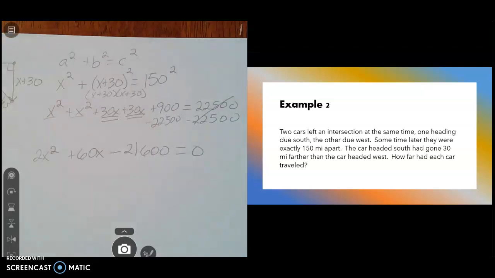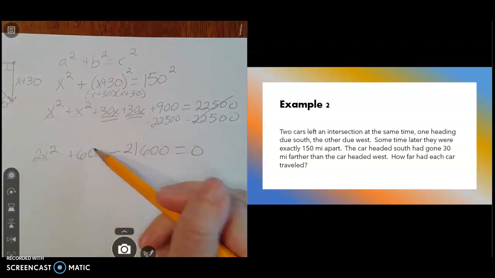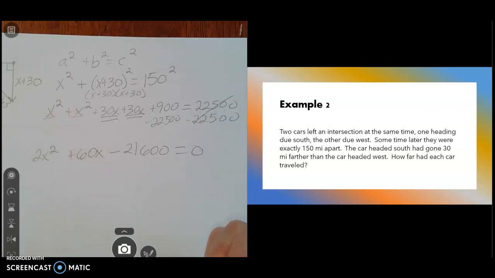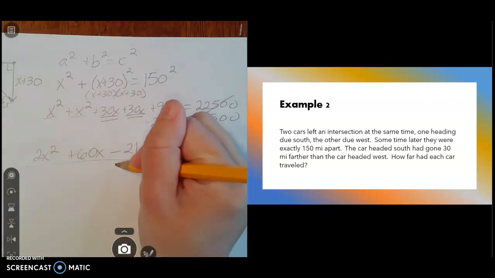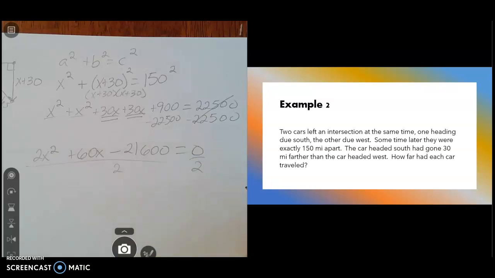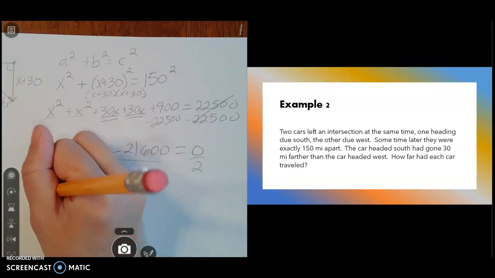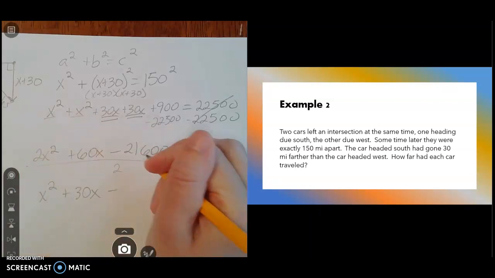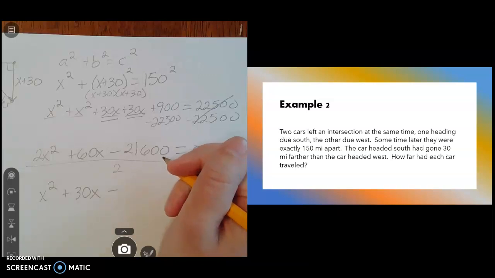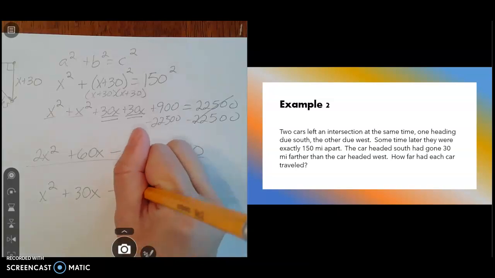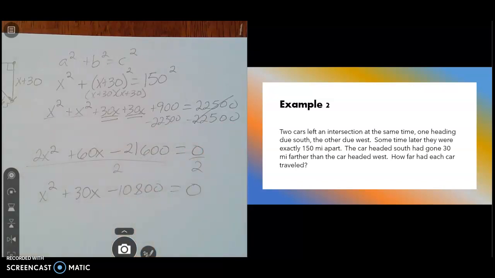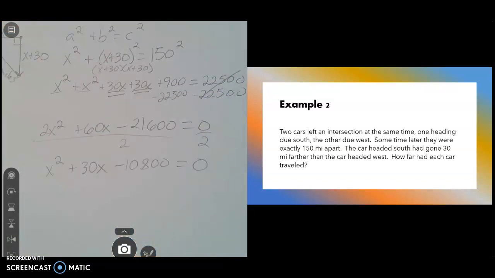I can make my life slightly easier by noticing everything's divisible by 2, and we can get those values a little bit smaller by dividing both sides of our equation by 2, if you'd like. Then we'll have an x squared, that'll be a 30x, and 21,600 divided by 2 is 10,800, and 0 divided by 2 is 0. So that makes it a little bit easier.